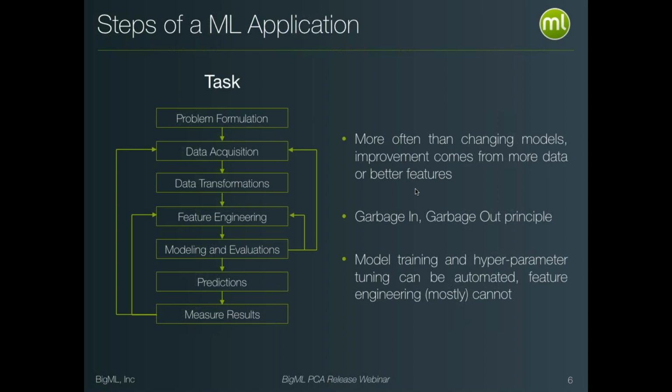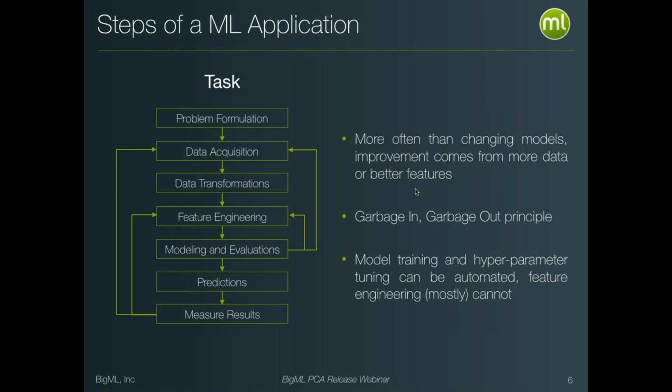And very often, it's more common to change the data rather than changing models. Improvement more often comes from collecting more data or engineering more features or better features for your model. And this is basically the garbage in, garbage out principle of machine learning. If you don't have good data or good representation of your data before you start a machine learning task, you're not really guaranteed to get useful results out of it.